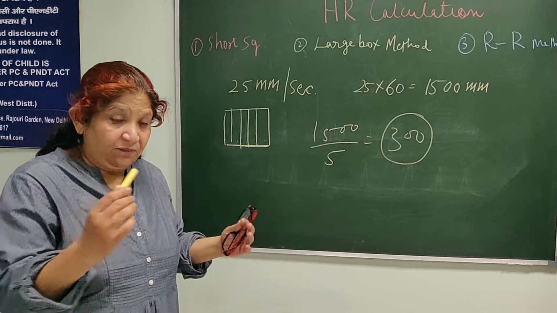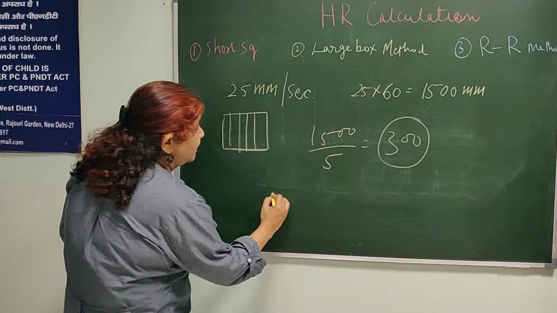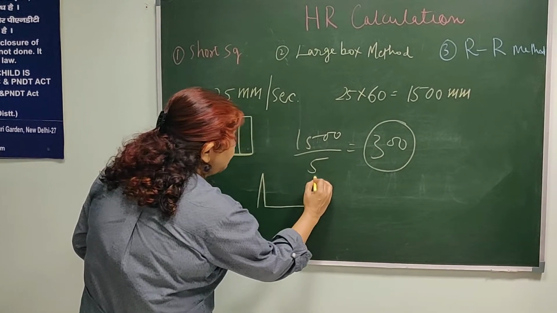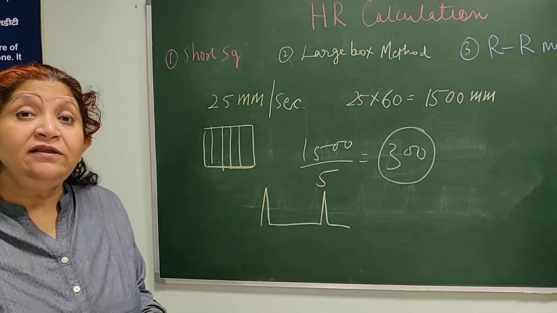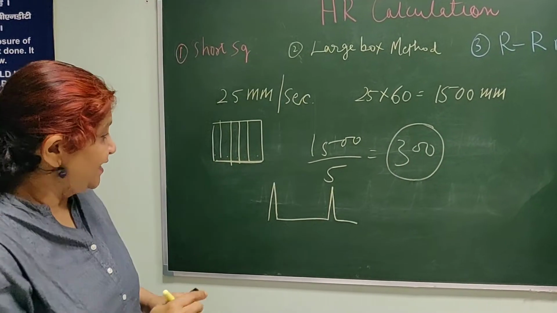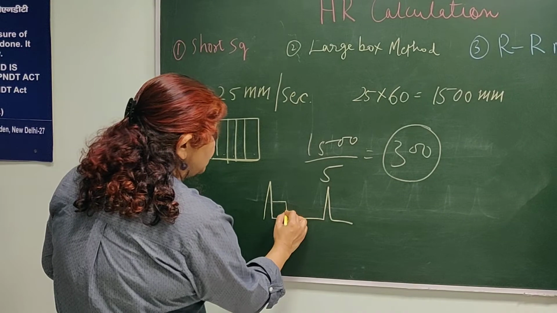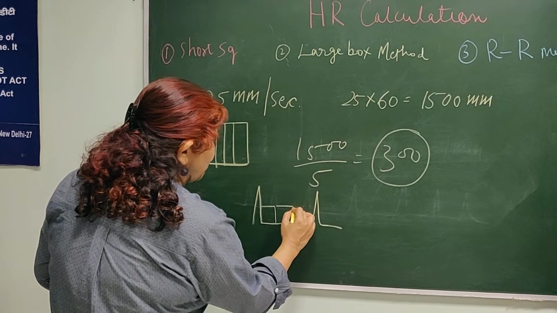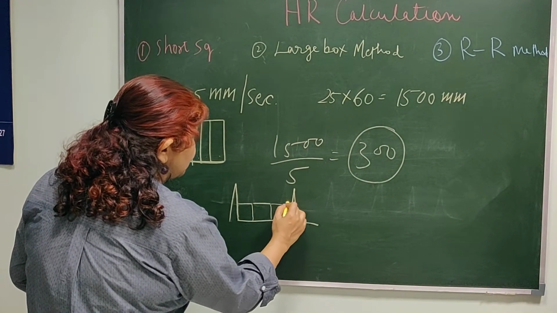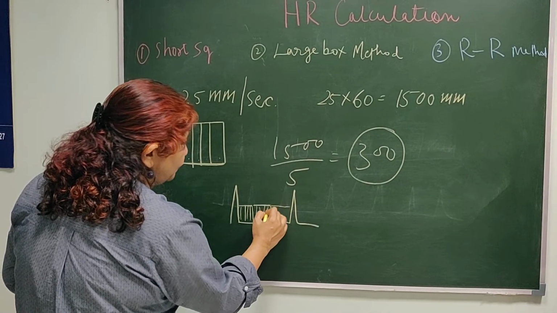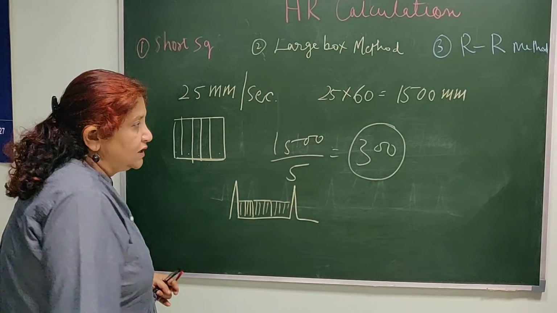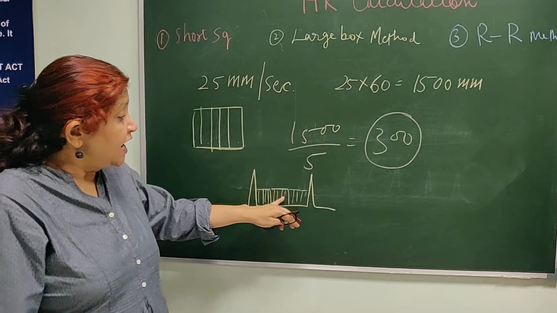Now again the same. What we do is we take two R waves. This is 1 and this is 2. So this is the RR interval and we calculate the number of large boxes. Alright? So this is one large box. This is the second large box. This is the third large box. Each has 5 small boxes. Right? So it will be like 3 large boxes.